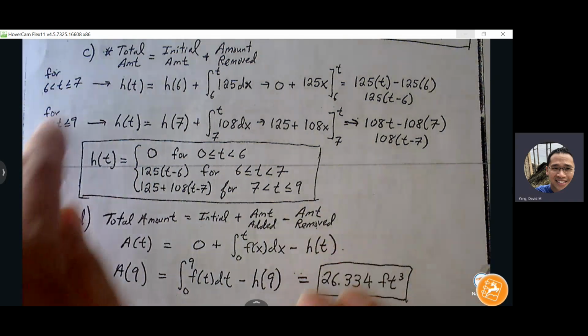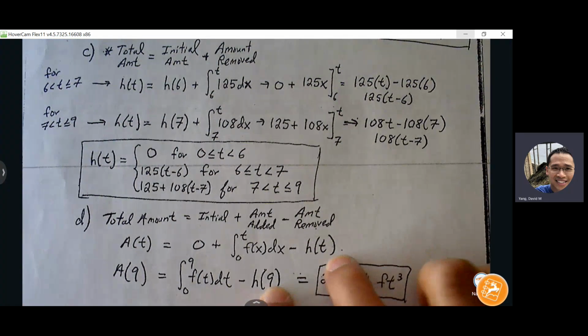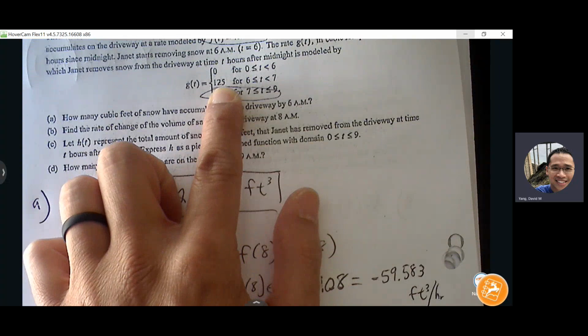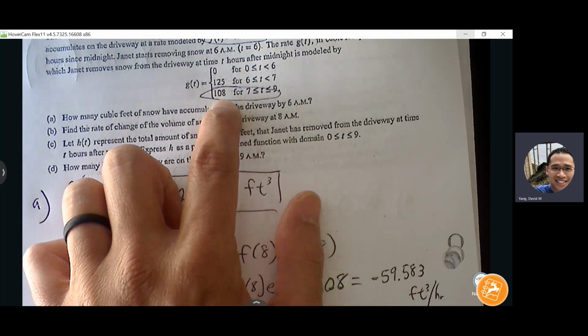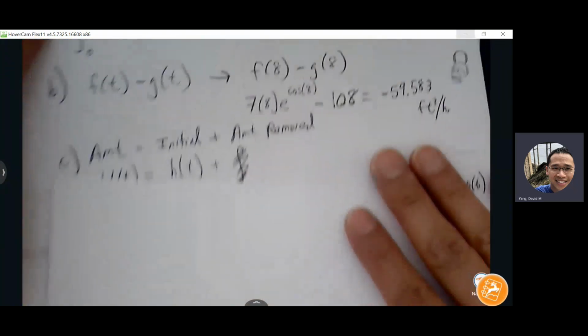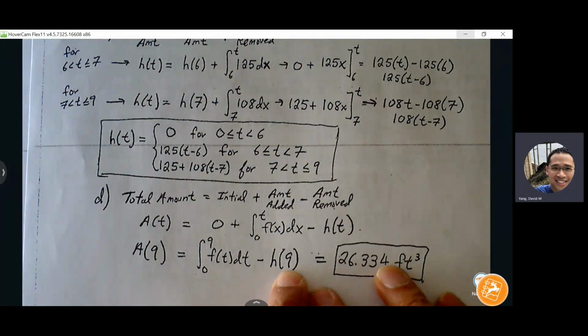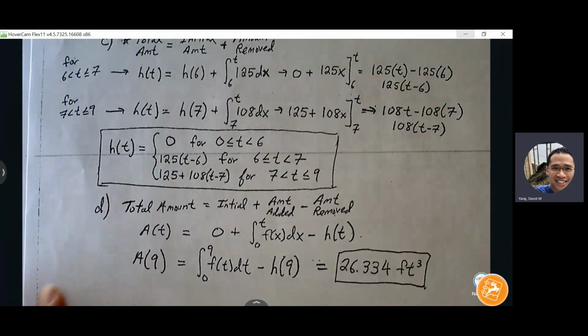Or let's say a student was not able to figure out part C, they can still do part D because they can still know how much Janet is going to accomplish. You know that Janet is going to do 125 cubic feet for the first hour and 108 for the second and third hour. So if you add all these up together, 125 plus 108 plus 108, that will be how much she's accomplished by the 9th hour. So we can also find that value that way. If a student was unable to figure out that formula for part C, they can still figure that information out to get to part D.